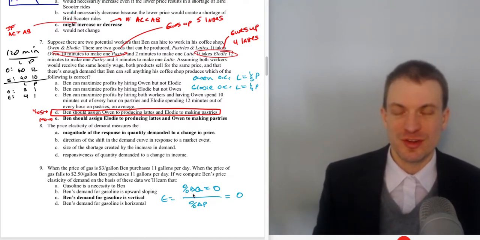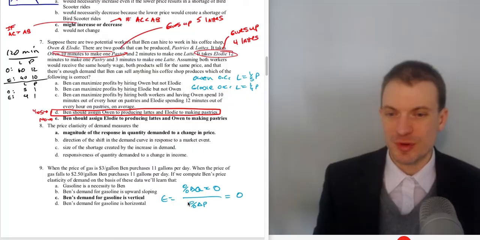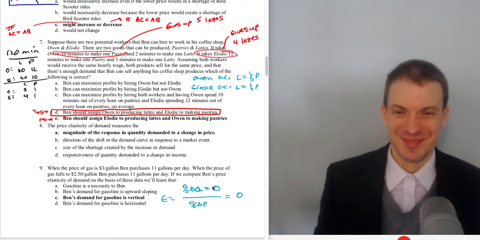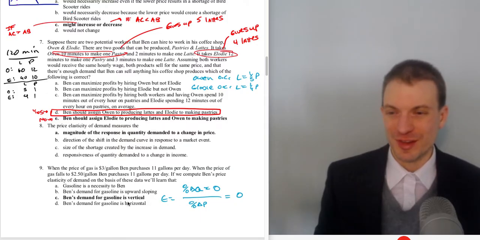It's the percentage change in quantity divided by percentage change in price. My percentage change in quantity is 0, because 11 minus 11 is no change. And then percentage change in price, who cares? Because we know the numerator is already 0. So my demand is going to be perfectly inelastic. How do we draw a perfectly inelastic demand curve? A vertical demand curve.